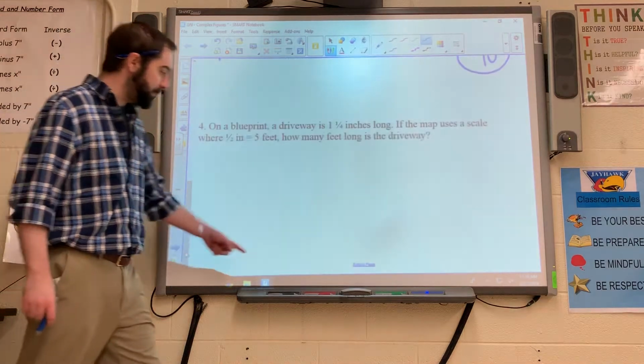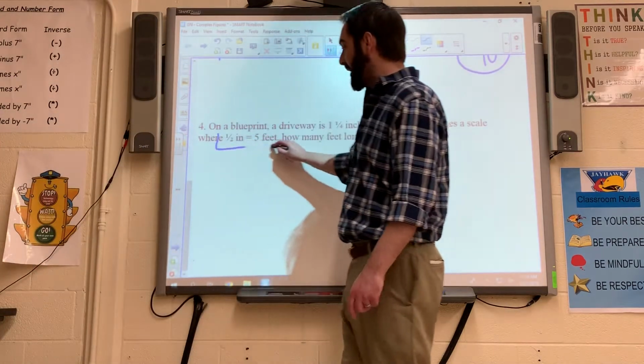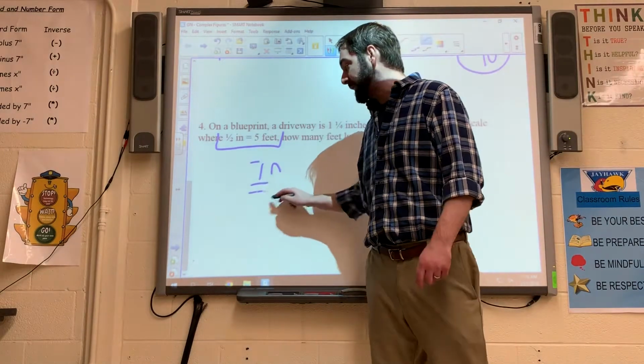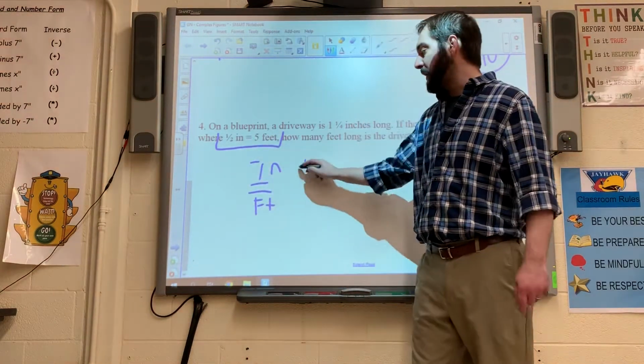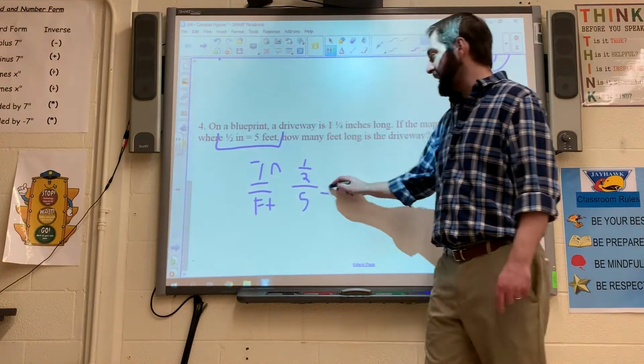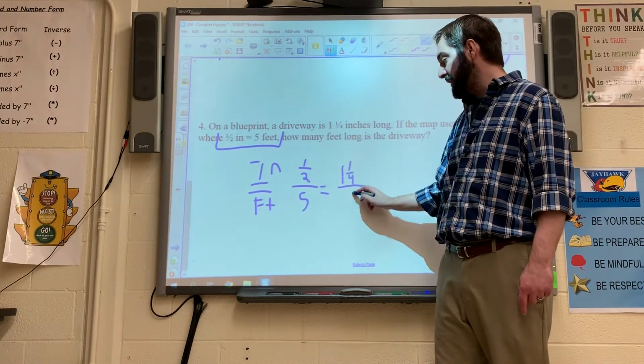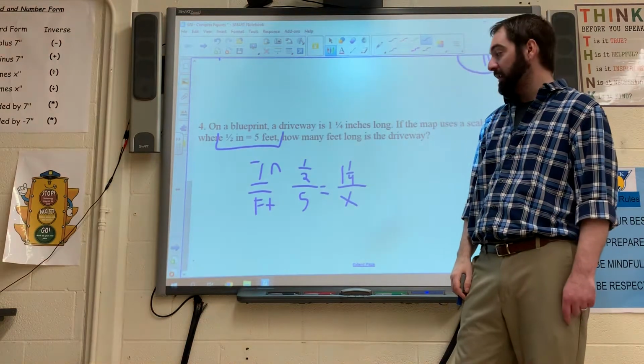Number 4, a ticket problem. Right here, they give us a scale. 1/2 inches equals 5 feet. So I know my ticket would be inches to feet. My ratio, 1/2 over 5, same as, well, 1 1/4 inches. 1 1/4 inches. We don't know how many miles.